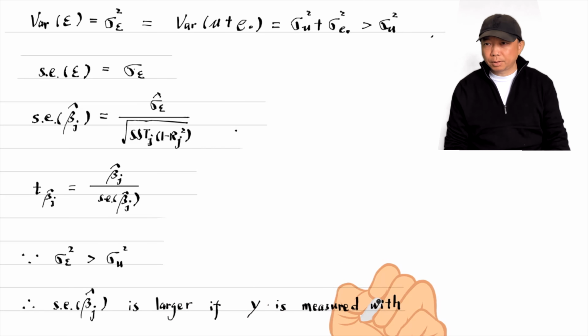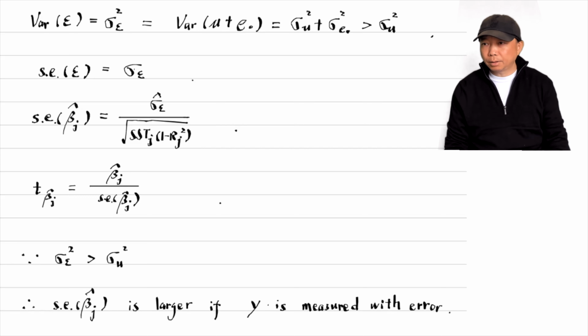To offset this inference, we can increase the variable's variation SST by collecting more data, and decrease the R-squared by avoiding severe multicollinearity among the explanatory variables, as the OLS estimator standard error formula shows.